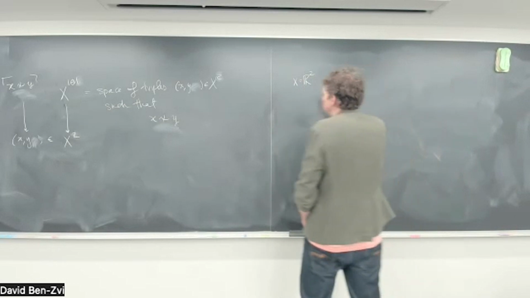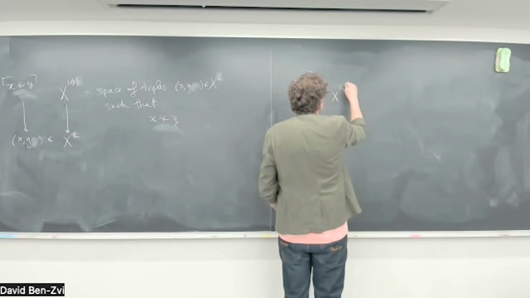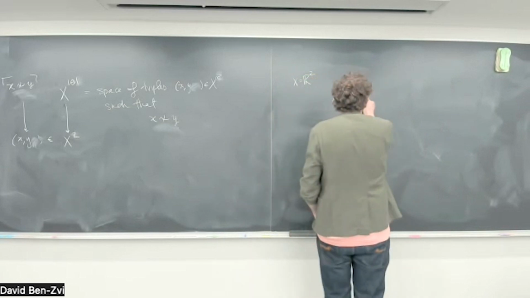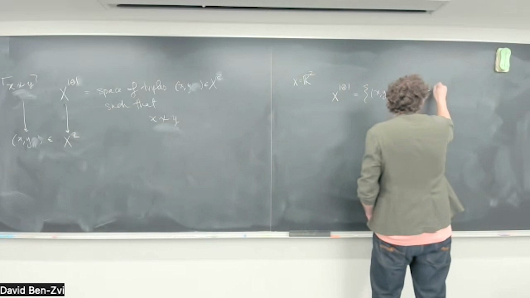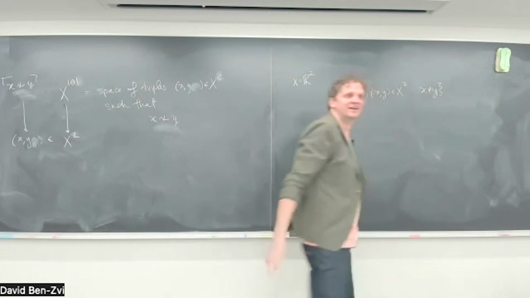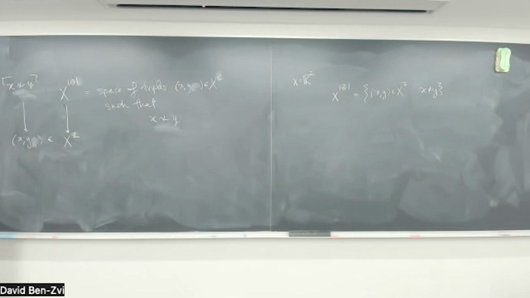So if X is equal to R2, then X1 plus 1 is just what you said. It's the set of pairs x comma y in X2 such that x is not y. Right? It's really that stupid. So here, the fibers are all contractible, because in a manifold, there's only one way for 2 points to be different. They just have to be different, right?